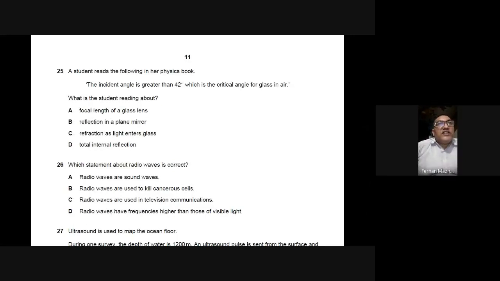On your screen, you can see we have question number 25. A student reads the following in her physics book. The incident angle is greater than 42°, which is the critical angle for glass in air. What is the student reading about? This line is clearly from the topic of total internal reflection. If the angle of incidence in a denser medium is more than the critical angle, the process of total internal reflection will take place. So D for question number 25. D is the option, the total internal reflection.